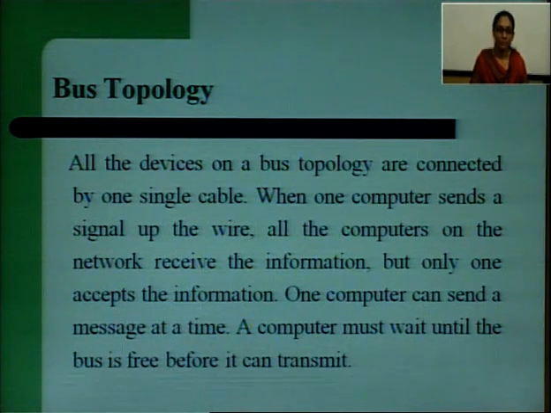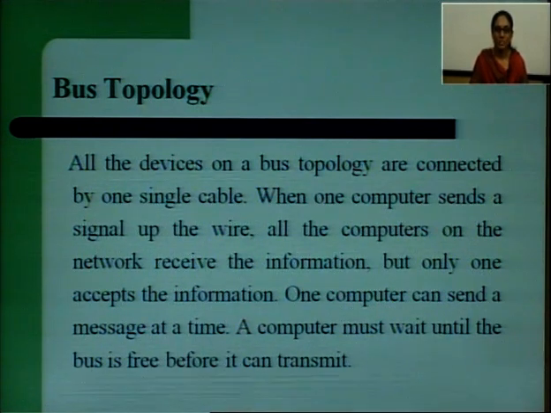So when one computer sends a signal up the wire, all computers on the network receive the information, but only the one computer system accepts that information. The rest of the computer systems which are attached on the bus topology will discard that information. So one computer can send a message at a time. Suppose another computer system wants to send some information at the same time, that computer system must wait until the bus is free before it can transmit.